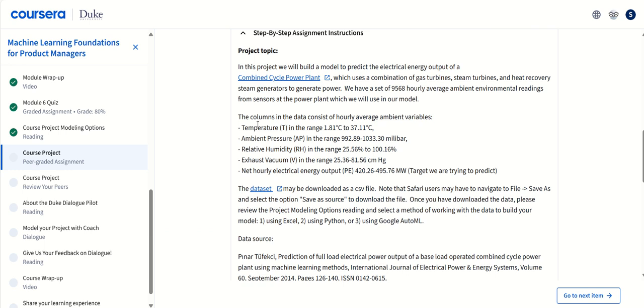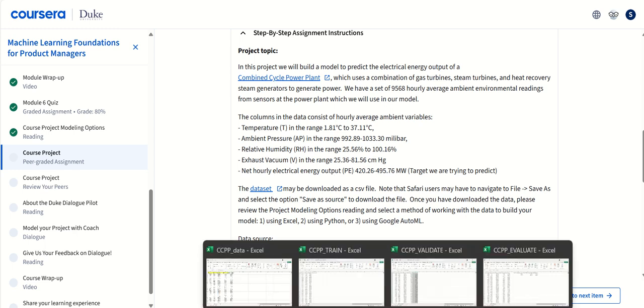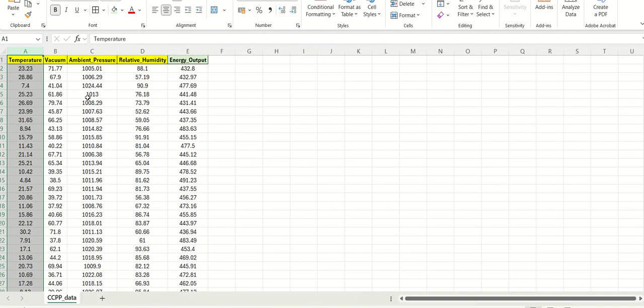In this, we have been given four input parameters, which are temperature, ambient pressure, humidity, and vacuum, which are measured through a sensor every hour, and the output is also monitored, which is the electrical energy output of that power plant. The data structure looks something like this, where we have temperature, vacuum, pressure, and relative humidity. These are going to be our input features. Based on that, we need to determine our target output, which is the energy output.